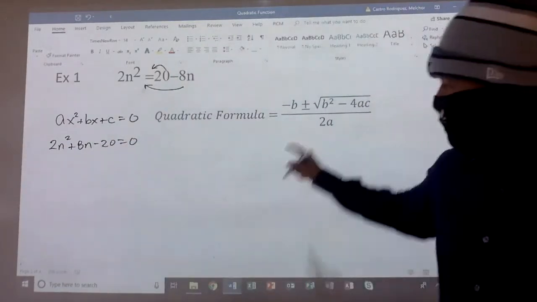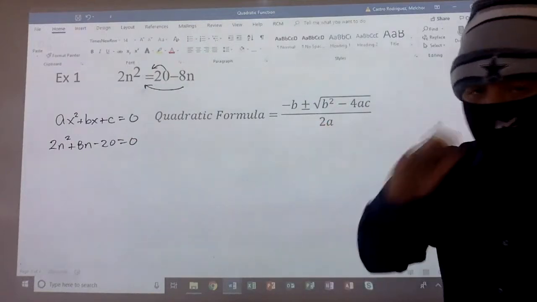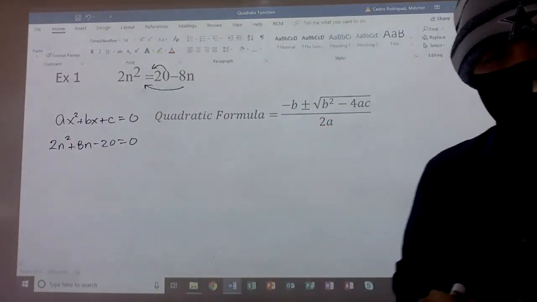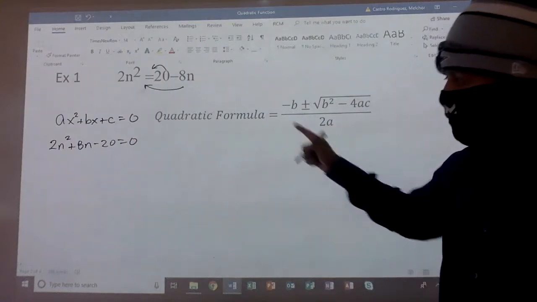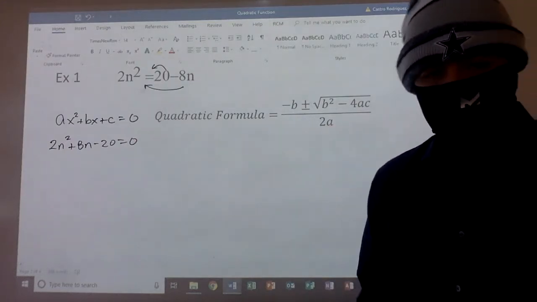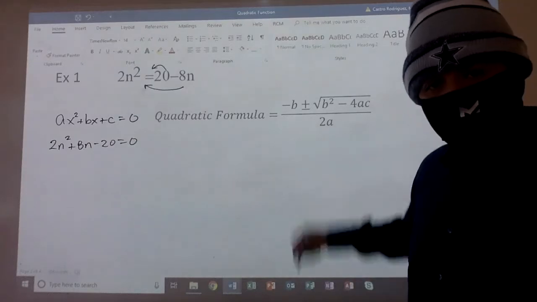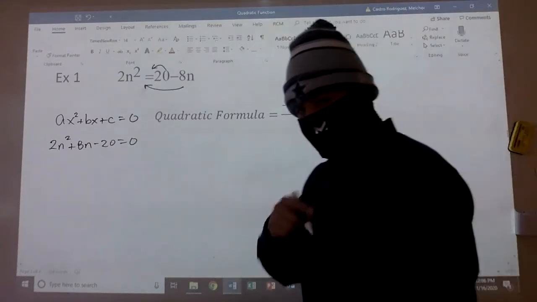If you see this formula next to my problem, it means I cannot do the x. I will not be able to find the numbers in the middle. So I have to use the quadratic formula. I'm gonna tell you all these problems, you cannot use the x. If you see the formula next to it, that means you gotta use it. So this is what you need to know.